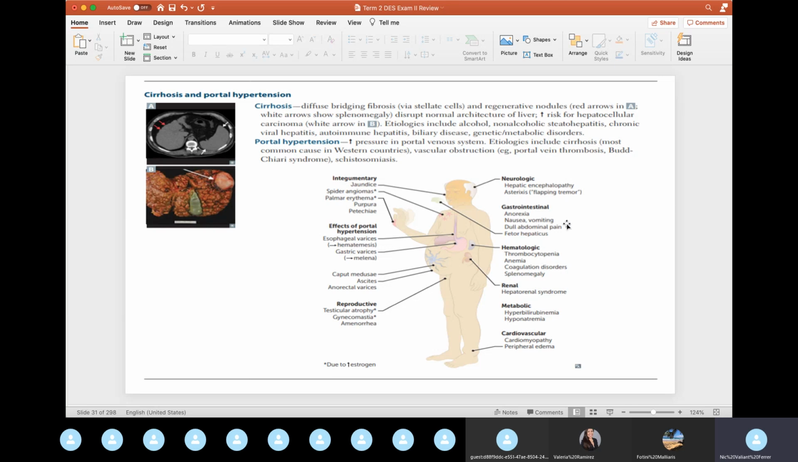GI: anorexia, nausea, vomiting. You can have thrombocytopenia, anemia, coagulation disorders. Your spleen is going to work overtime. You can have splenomegaly. You can also have hyperbilirubinemia and hyponatremia. In terms of your heart, you can have cardiomyopathy and peripheral edema.